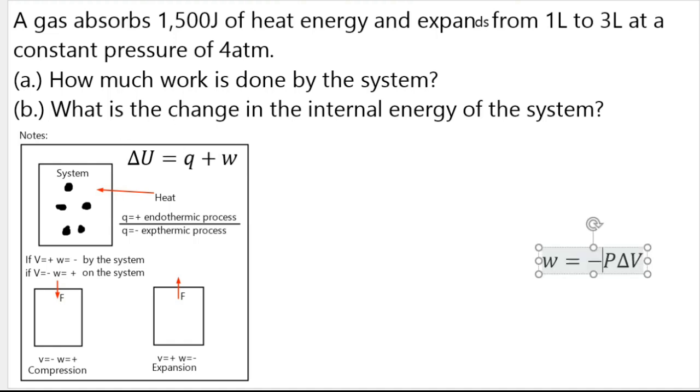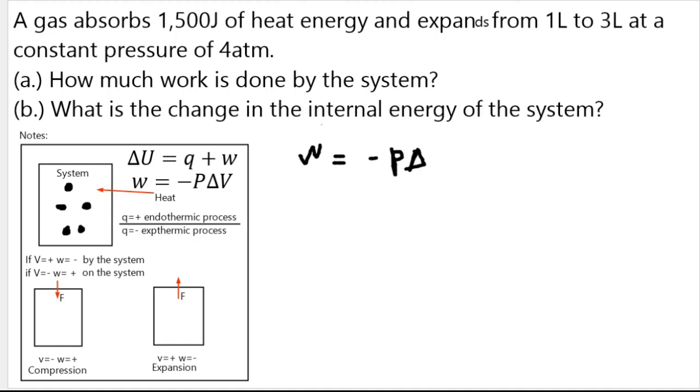Actually, work is equal to negative pressure times change in volume. We put the negative sign on P because the problem states how much work is done by the system. By the system means the work is negative, so we put a negative sign. Our pressure is atmospheric pressure. Just going to plug in things here, so we can solve this problem.